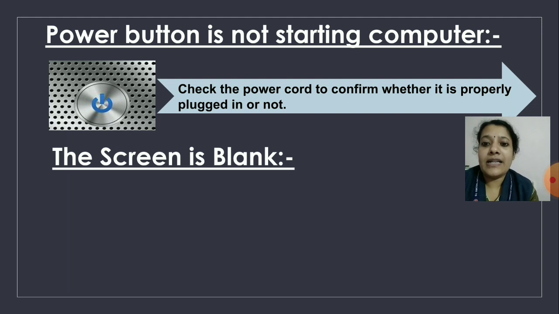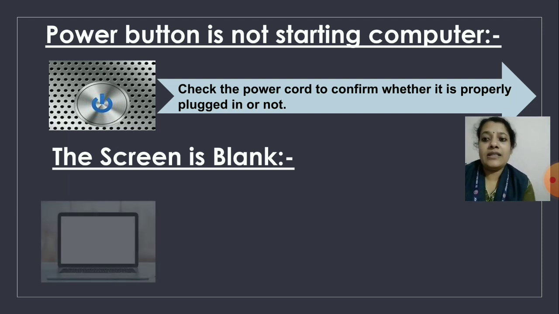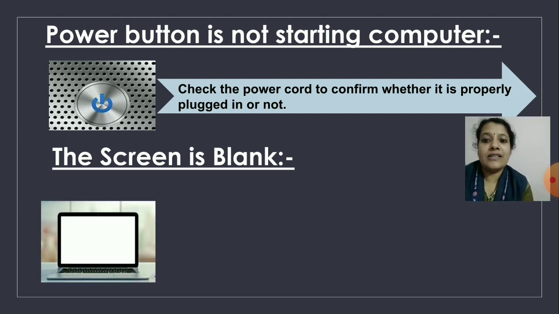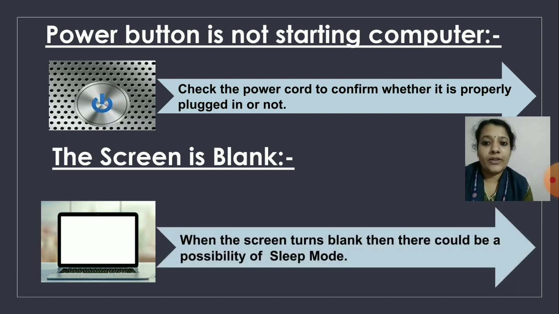Second one, the screen is blank. Sometimes we can see the system showing a blank screen. When the screen is blank, there are chances the system is in sleep mode. If the system is in sleep mode, you just move the mouse or press any key on the keyboard, and the system will become active again. That means it will start working again. We already know what sleep mode is.